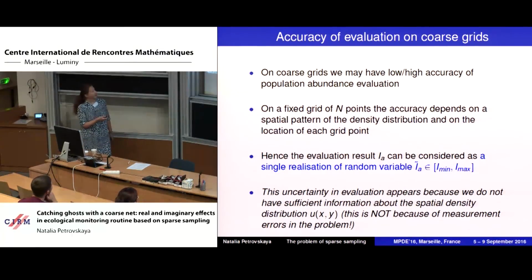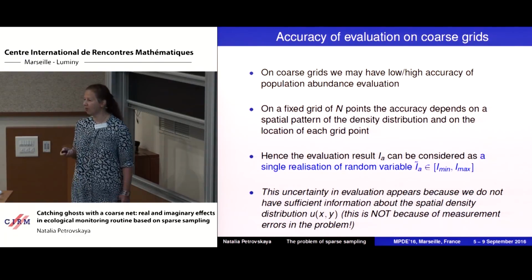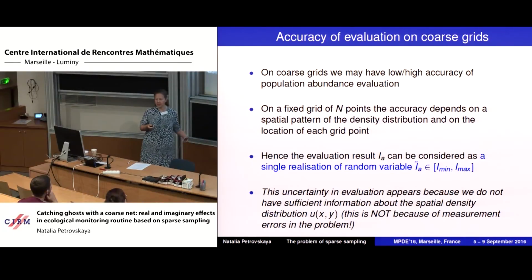Because my answer depends on the location of each grid point, and that is true, once again, because we don't know in advance the features of our density distribution, okay? Therefore, we don't know what is the optimal location of each grid node. Because of this, I figure out that my evaluation result can be considered as a single realization of some random variable. So I install my grid in this way, I get something, I install it a slightly different way because I don't know, okay, what is the most optimal way, and I have something very, very different.